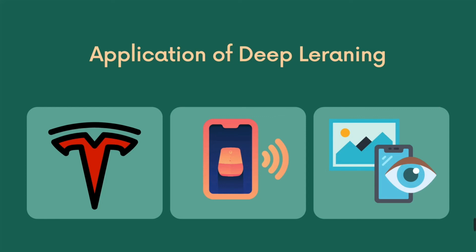So these are the applications of deep learning. There are many more applications, and deep learning is used in many things. Google is another example. The best example is Google Lens. That itself uses deep learning technology. So that's the major thing.